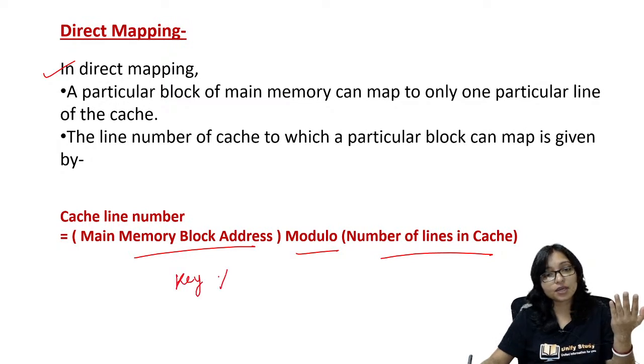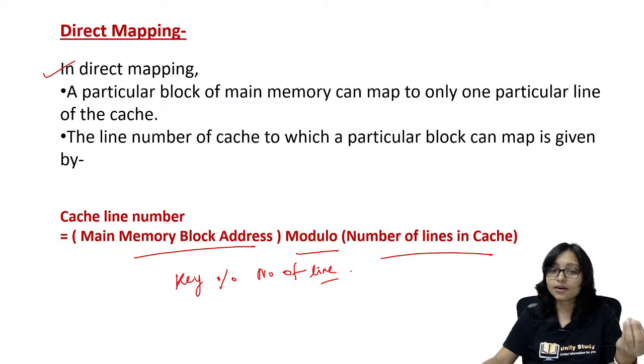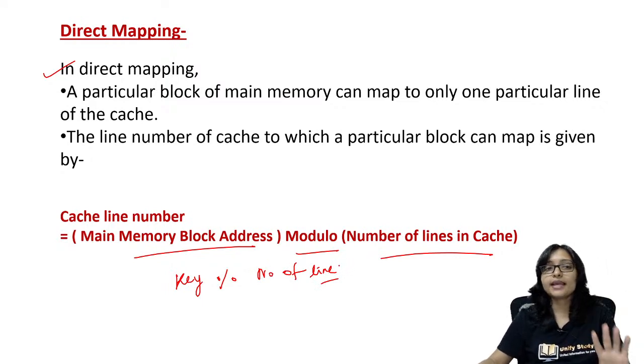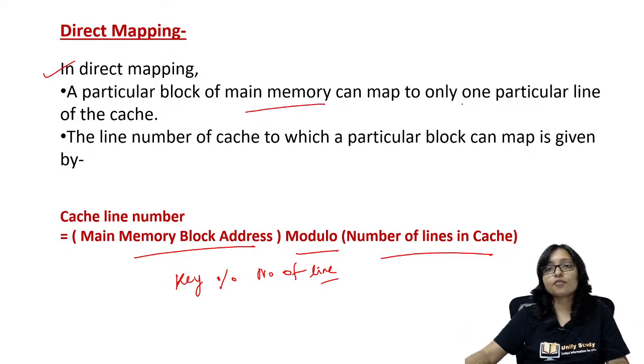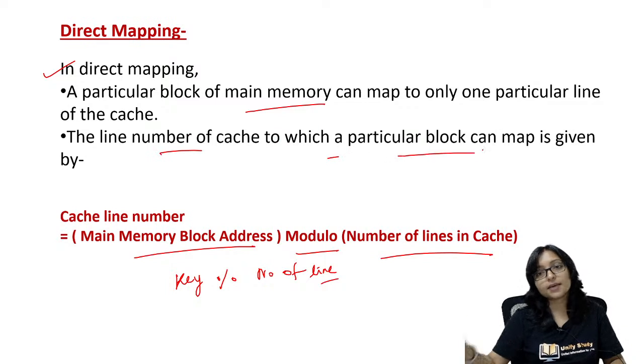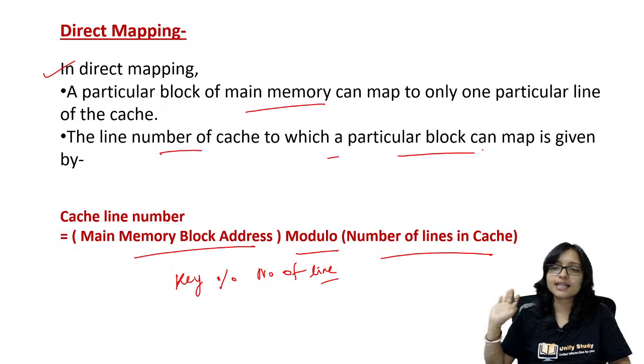Whatever key is coming, we will do the mod operation with the number of lines available in the cache, and the remainder I get will be the place where it is put. Nothing else. It's just like normal hashing. Got it? A particular block of main memory has to go into a particular line, and the line number of the cache has to hold that particular block. That is the concept.